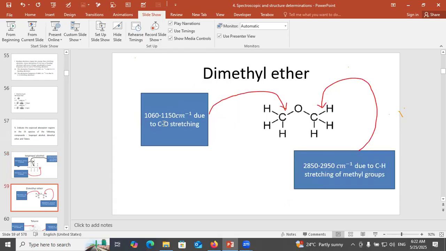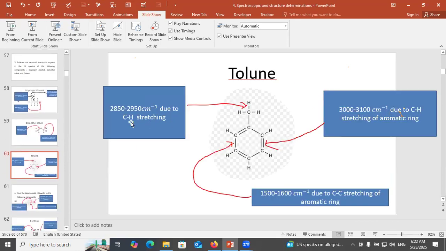Dimethyl ether: 1060 to 1150 per cm due to carbon oxygen stretching, and 2850 to 2950 per cm due to carbon hydrogen stretching of the methyl group. Toluene: 2850 to 2950 per cm is due to carbon hydrogen stretching, and 3000 to 3100 per cm due to carbon hydrogen stretching of the aromatic ring, and 1500 to 1600 per cm due to carbon-carbon stretching in the aromatic ring.